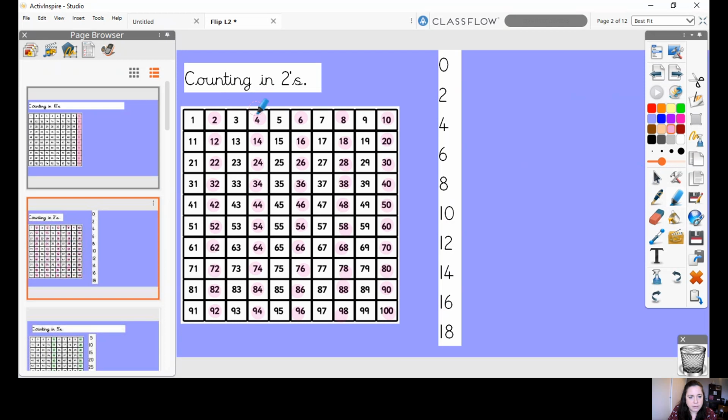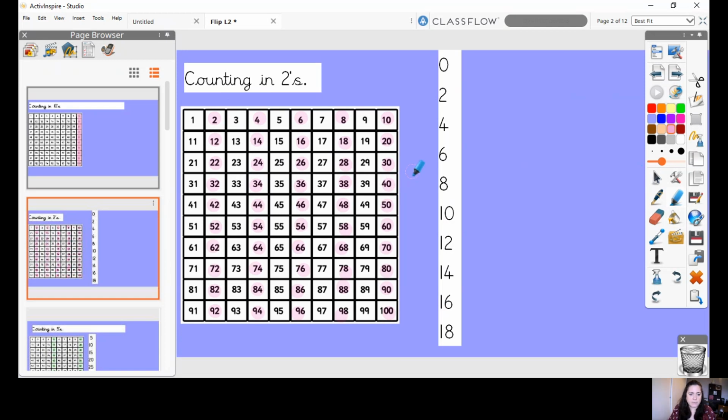So let's have a look. 2 4 6 8 0, 2 4 6 8 0. So I'm not looking at the tens, I'm just looking at the pattern. 2 4 6 8 0, 2 4 6 8 0.